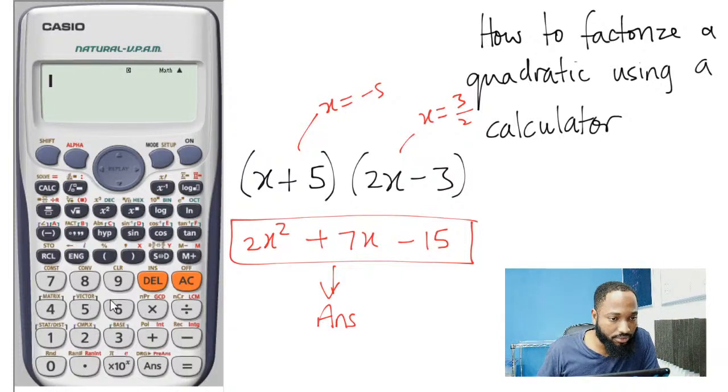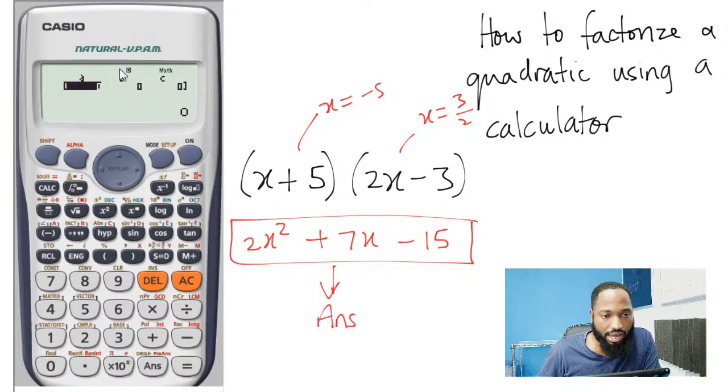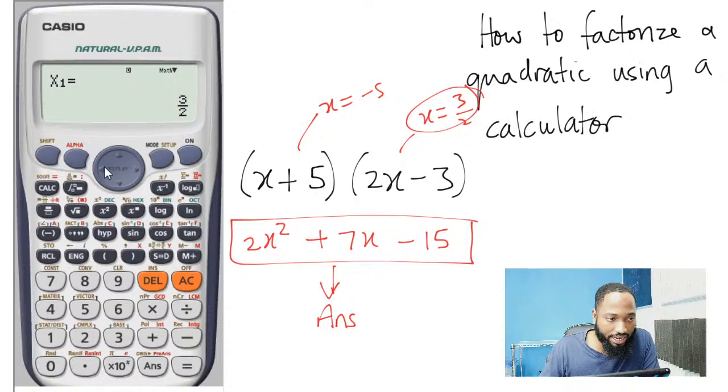So let me see. Alright, you press mode, you press equation. Now even the Sharp calculators can do this. You press 3 and you enter the A, the B and the C. That's what you want, right? A is 2, B is 7, C is negative 15. So we get one value of x immediately. You understand what I did there?